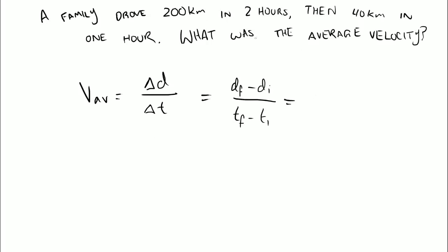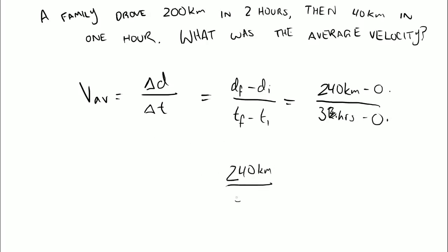Well, that's 200 plus 40, so we got 240 kilometers away, minus 0, over how many hours did it take us? 3 hours, not the kilometers, minus 0 hours, because we started at 0. And so 240 kilometers over 3 hours gives us 80 kilometers per hour. That's it. Just pump stuff into your formula and you're all set.